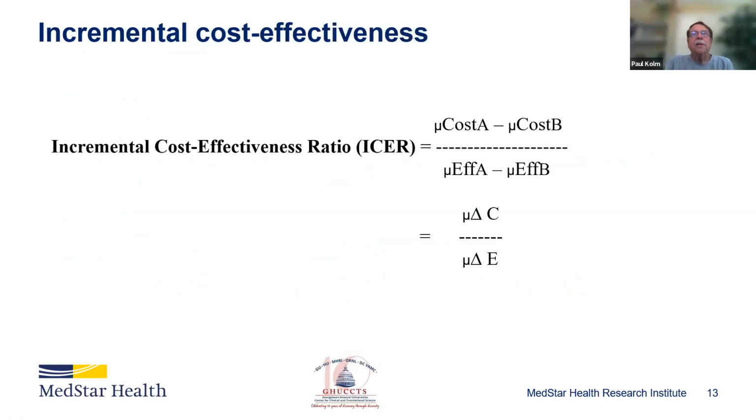The primary statistic that we're interested in is what we call the incremental cost effectiveness ratio. This is the difference in costs between the two treatment groups divided by the mean difference of the effectiveness. So we have the mean of cost in treatment A minus the mean of cost in treatment B divided by the mean effectiveness in treatment A minus the mean effectiveness in treatment B. This is the statistic that we're going to be interested in calculating.